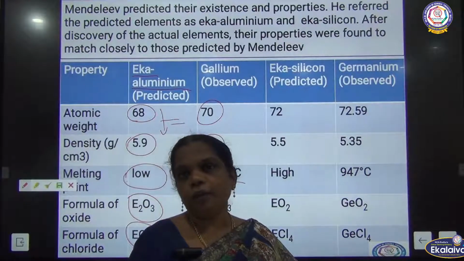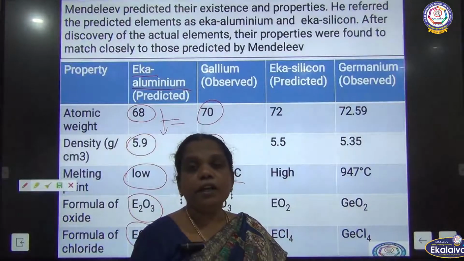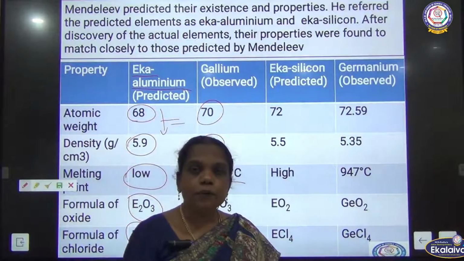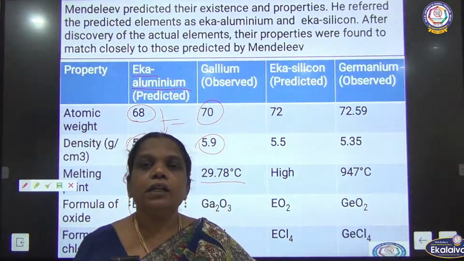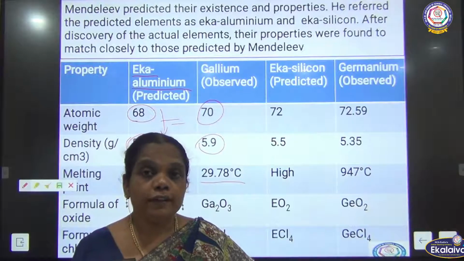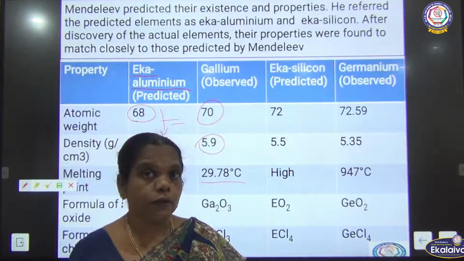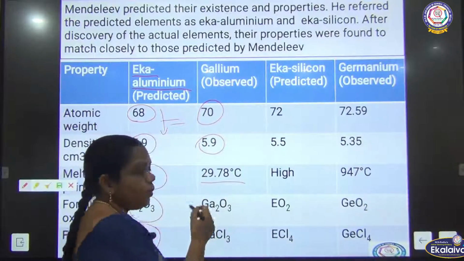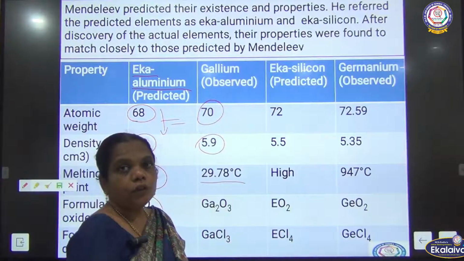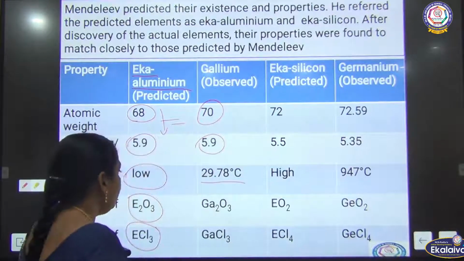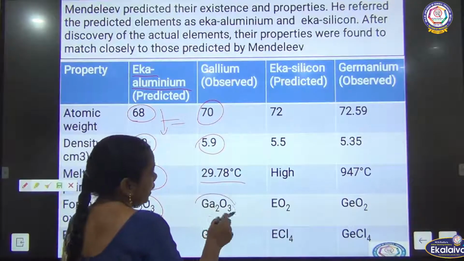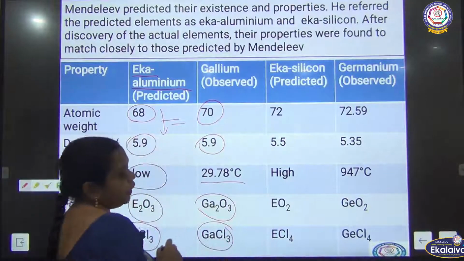So gallium can be found in the form of liquid at room temperature, because our room temperature may be about 30, 32, even in summer 40, 42 also. So it is found in the form of liquid. It has a low melting point, and it can form trioxide and trichloride.